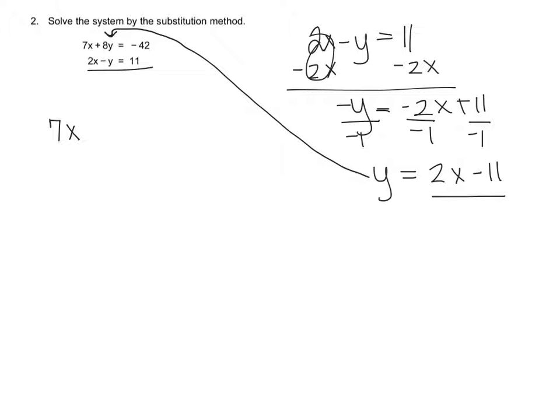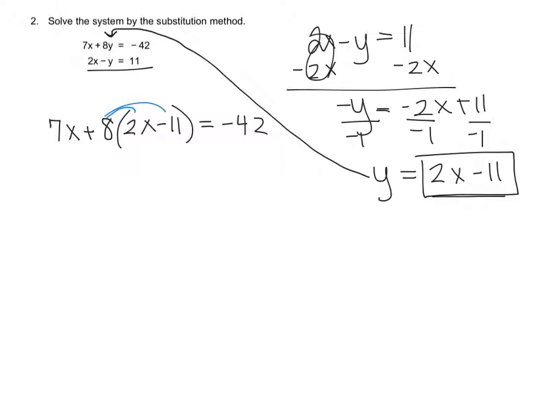So I have 7x plus 8y, and instead of the 8 times y, I'm going to plug in 2x minus 11, because that's the expression that y equals. Now I have an equation with the variable x, so I'm going to solve for x. The first step is to distribute the 8 to each term in parentheses. So I have 16x minus 88.